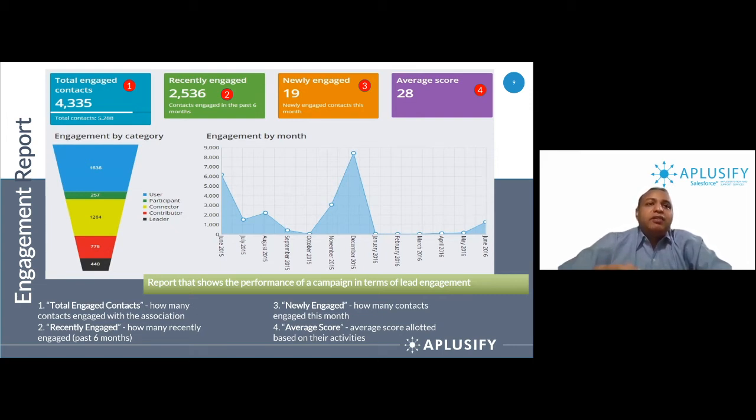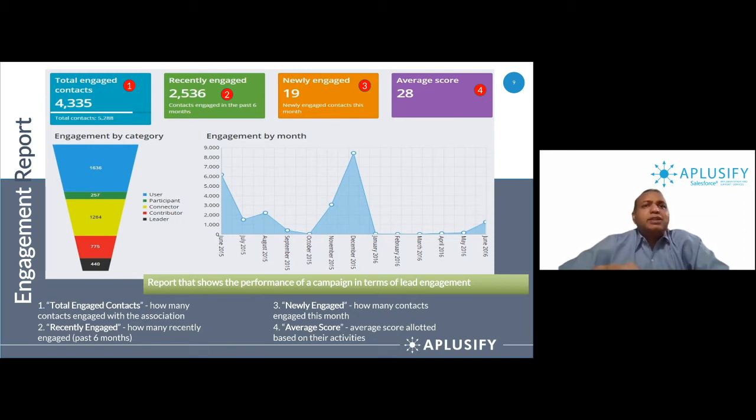440 leaders, right? Which is good, because leaders would be fewer in your association. Then contributors are 775, connectors are 1264, participants are 257, and then most of them are users, right? So they are engaged in member engagement activities, but not very active. And then you can always drill down and see which members are the users, which members are the participants.